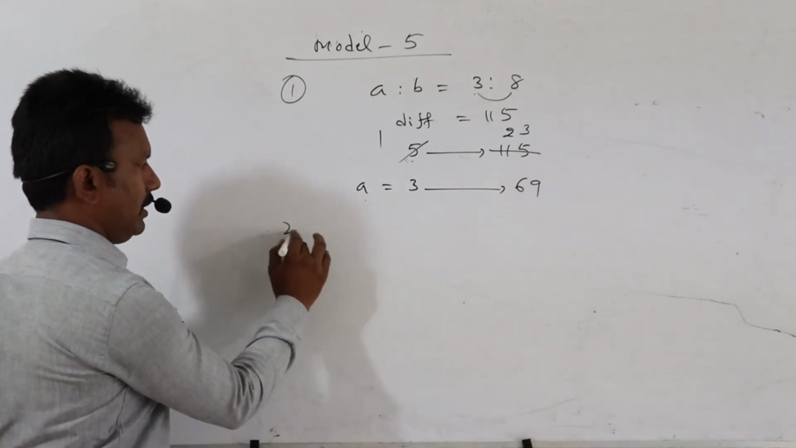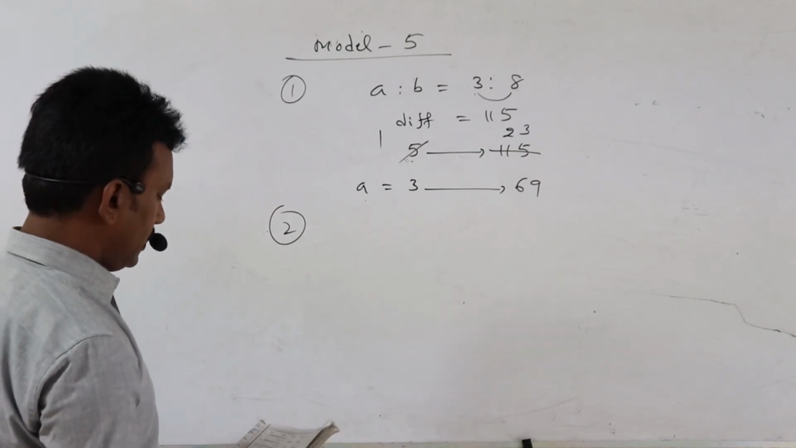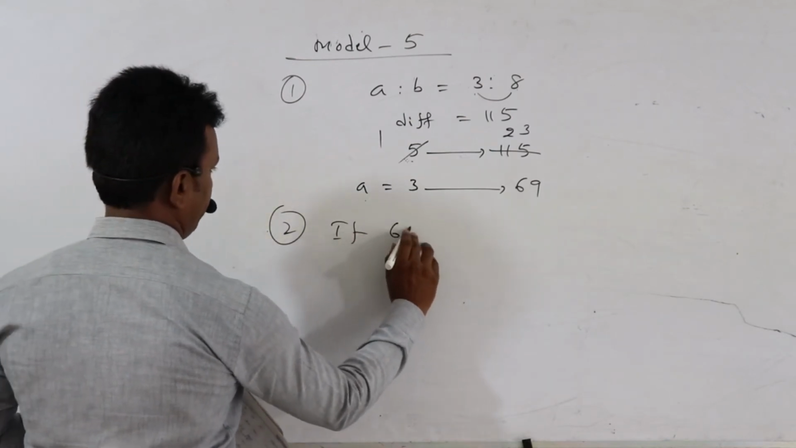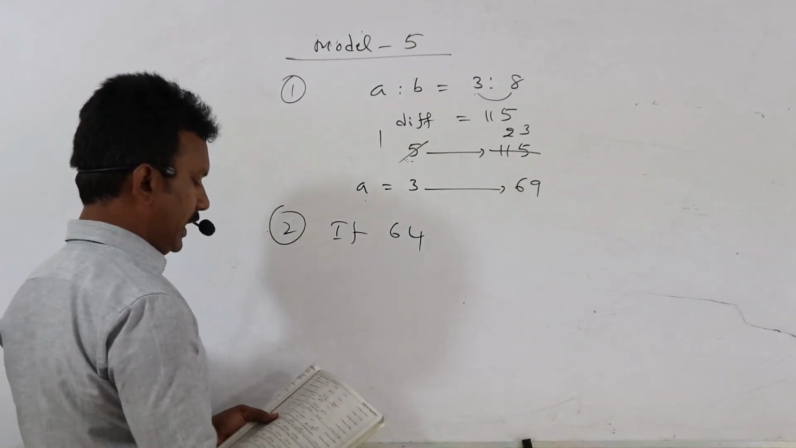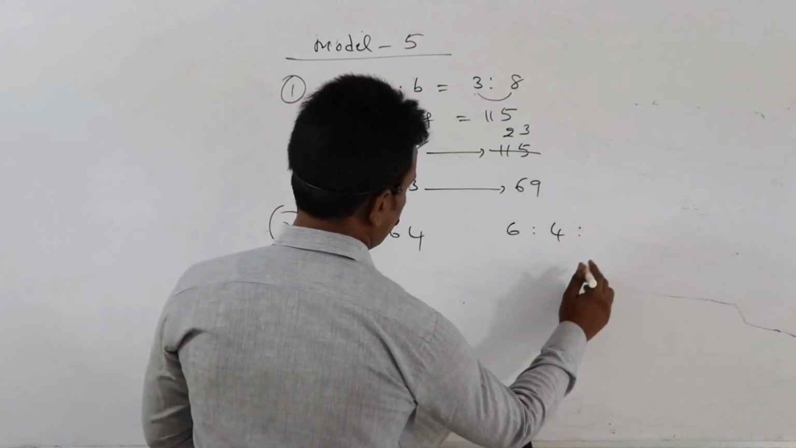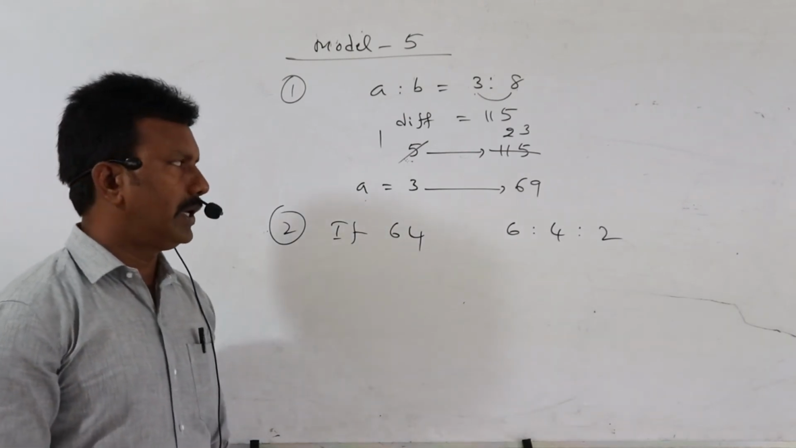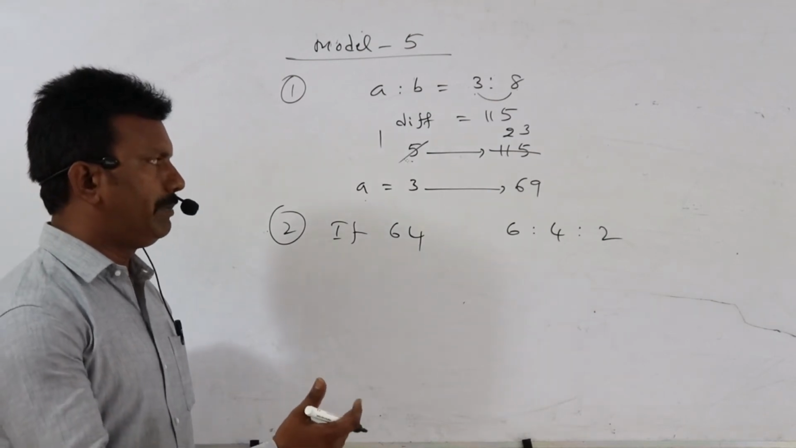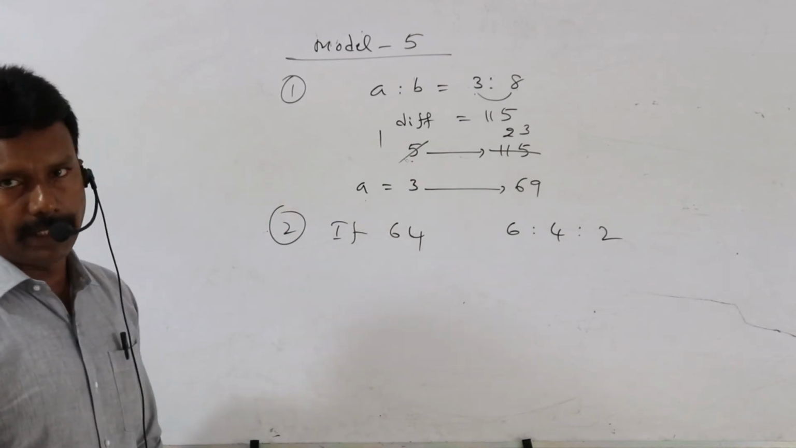Next, one more example on model 5, that is 64. If 64 is divided into 3 parts in the ratio 6 is to 4 is to 2, then what is the greater part? The 64 is divided among the 3 parts as 6, 4, 2. Then what is the greater part?